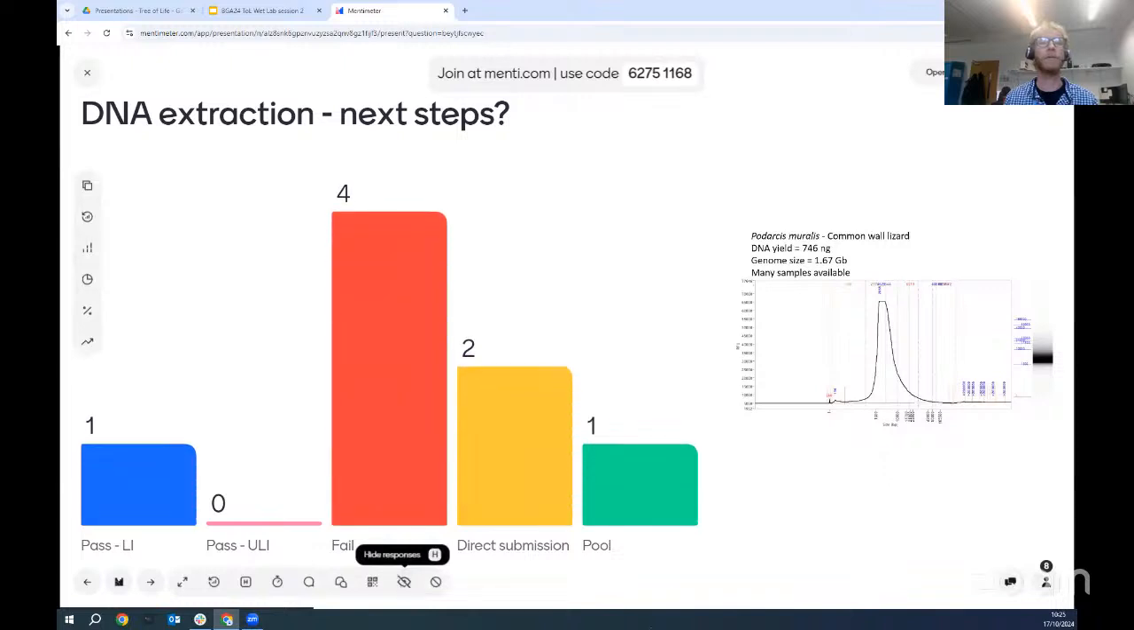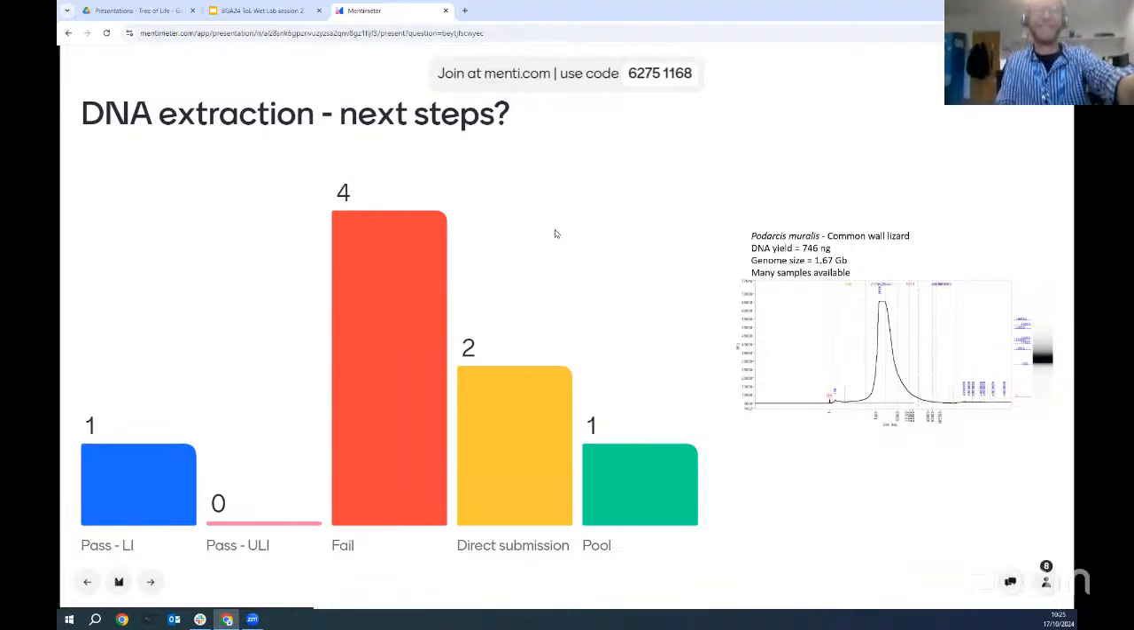Results are interesting. This is what we like to see. To be fair, the pass one was me, but that's because I couldn't see the base pair count. Okay. Yeah. Yes, fair enough. I don't think we'd pass it for ULI, Damon. But thanks for adding some variety.